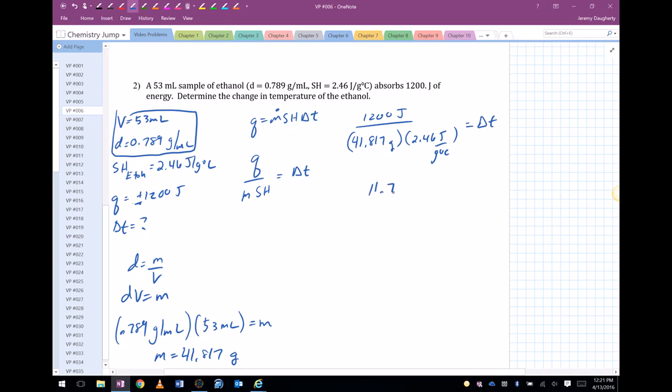Should I be going to 3 sig figs? That's 4 sig figs, but those values have 2 sig figs, so it looks like I should actually be going to 2 sig figs, because it's a 53 milliliter sample. So my calculator says 11.6667, but I'm going to take it to 12 to have 2 sig figs, and it's delta T degrees Celsius. That makes sense. I absorbed energy, my temperature goes up. Yeah, that makes sense.